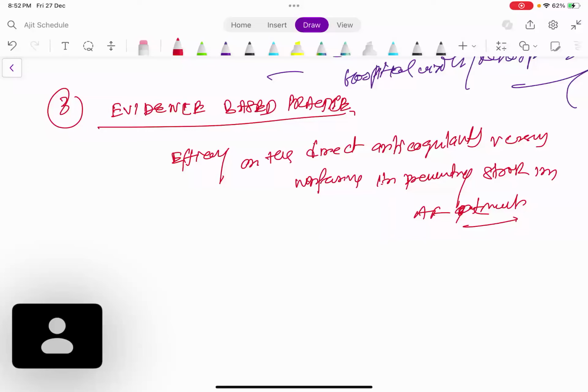First, read the question once again. Read the topic once again. Efficacy of the direct anticoagulants versus warfarin in preventing the stroke. Cross sectional studies. Okay, cross sectional studies.